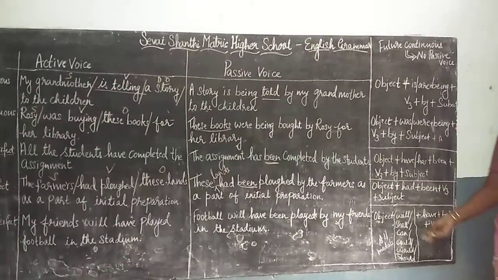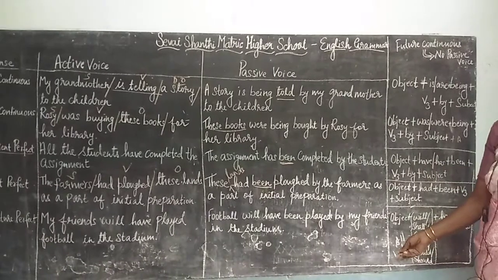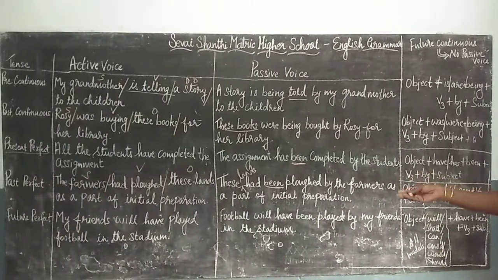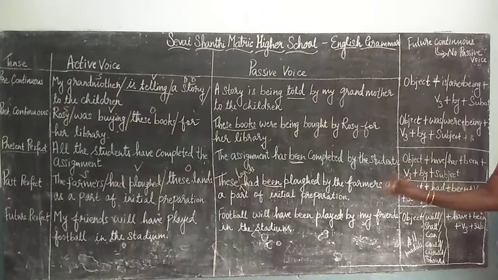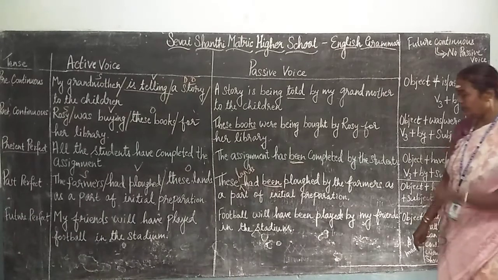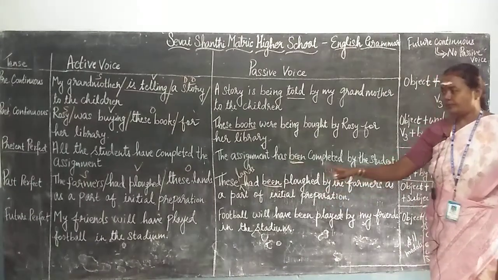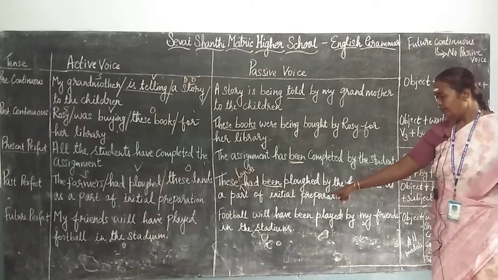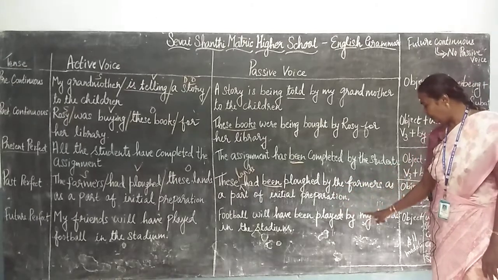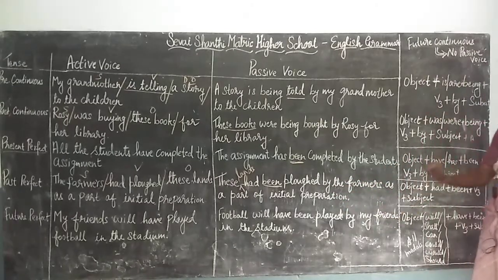Now let us see children, future perfect. Future perfect: my friends will have played football in the stadium. So here the modal verb comes. So how we are changing the modal verbs? Football is the object here. Football will have been played by my friends in the stadium.